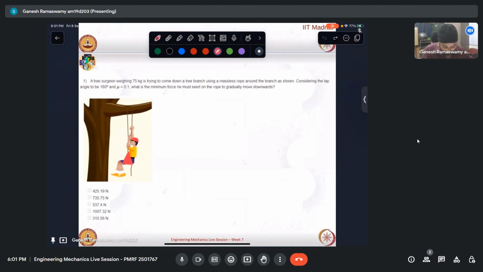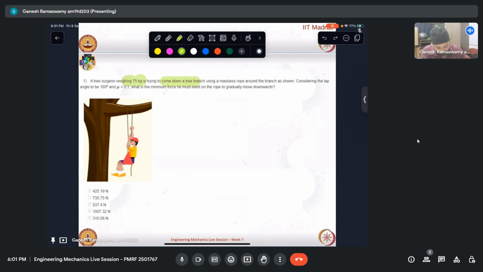It says a tree surgeon weighing 75 kgs is trying to come down a branch using a massless rope tied around a branch as shown. So we can see that the tree surgeon is there, and it is known that he or she is trying to come down the tree with the help of a massless rope.